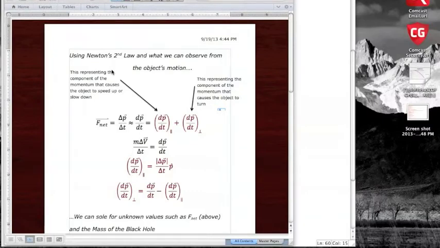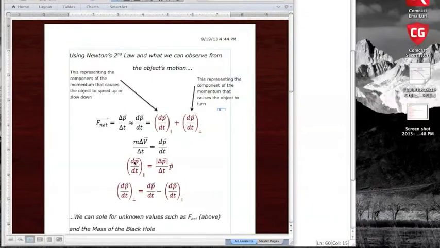Using what we can observe of the system, the star, we can find the total net force acting on the object. Here, we see that we can use the mass of the star as well as the calculated velocities from the position data and divide that by the amount of time taken or observed in this experiment to find the momentum acting on the object.